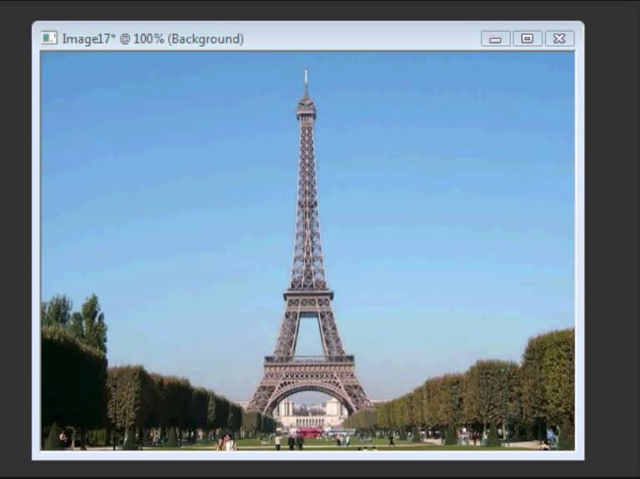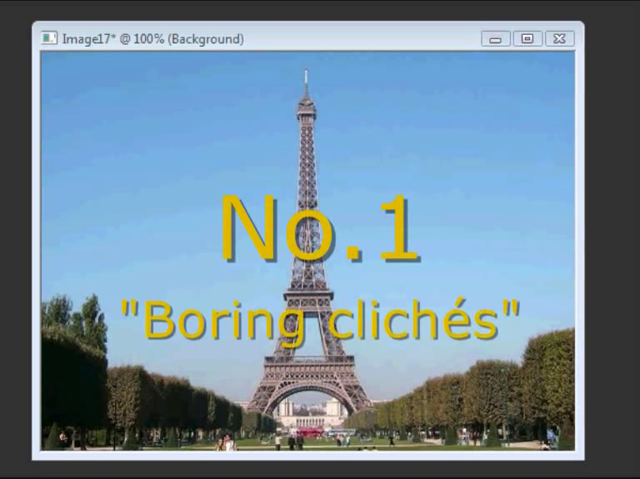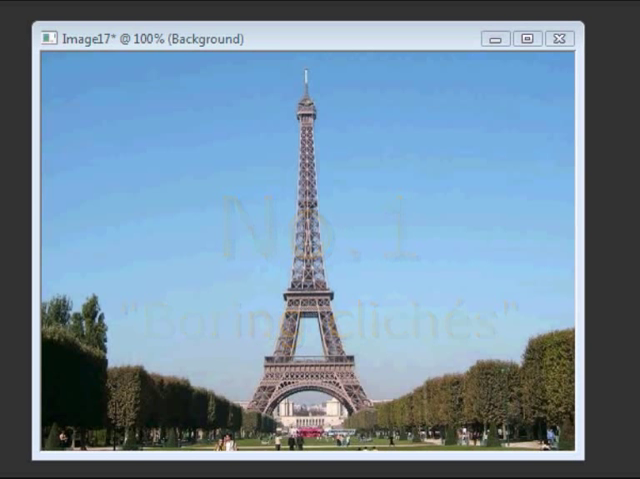My number one reason is that the photographs are boring or cliched. The easiest way to take a cliched photo is to take a photograph of something that's been photographed a million or a billion times before, like the Eiffel Tower. Here it is. It's a classic monument, that's for sure, but the photograph is unbelievably boring. There's no other way to put it.